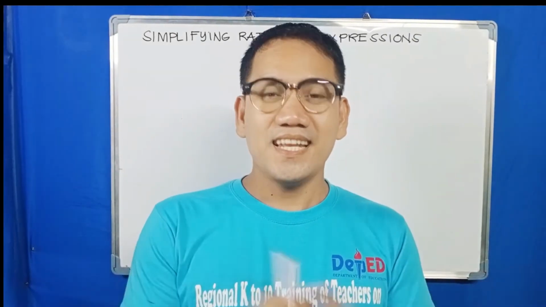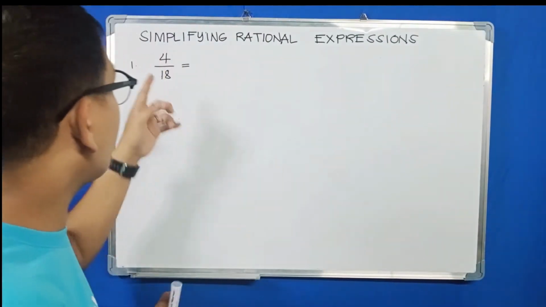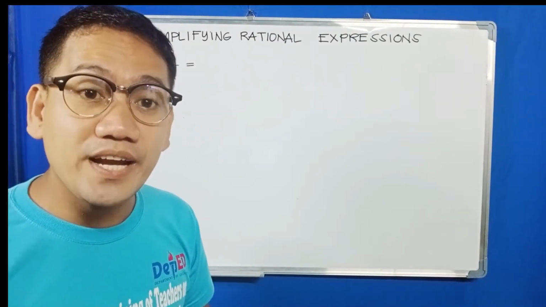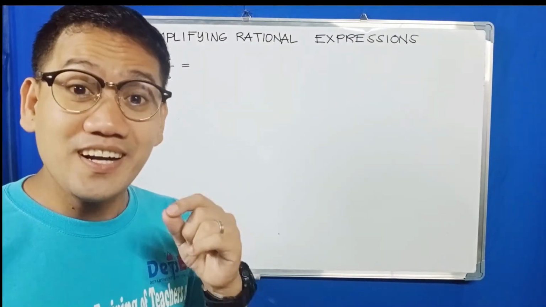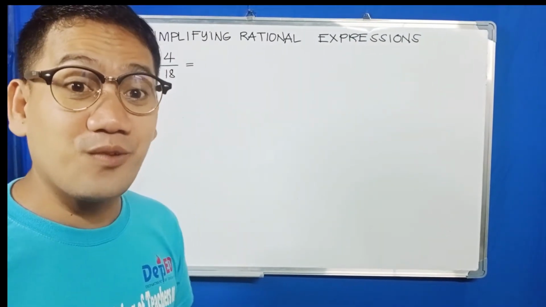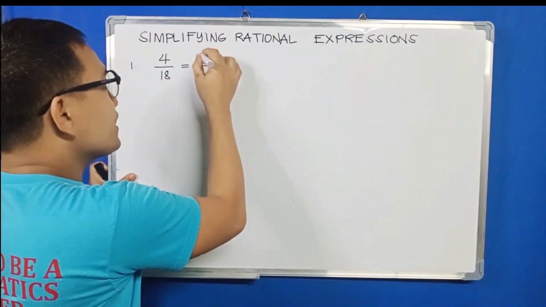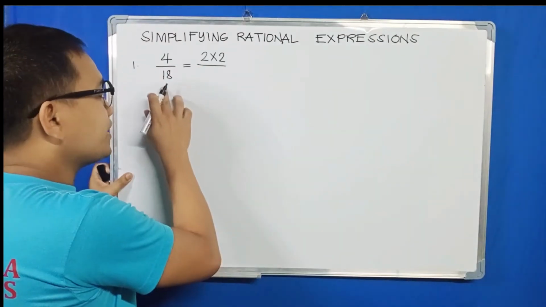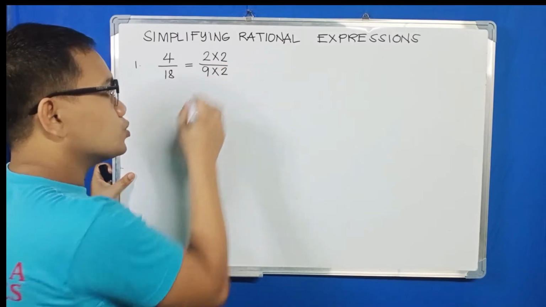So with this, let's try to have our first example. So first, we have 4/18. Here, we can simplify 4/18 by looking for their common factor. So if we are to write possible factors of 4 and 18, that is, for 4, we have 2 times 2. And for 18, we have 9 times 2.